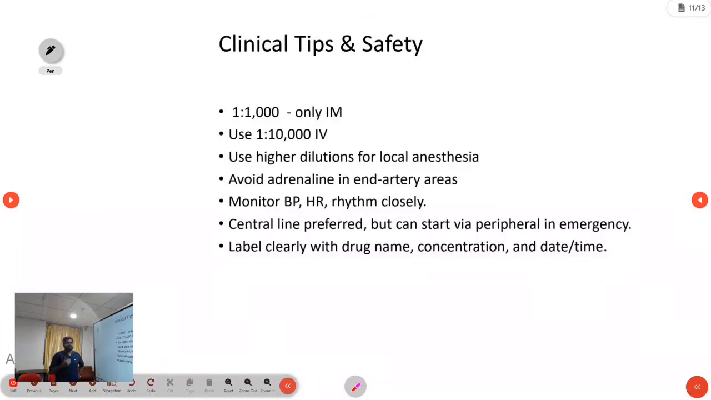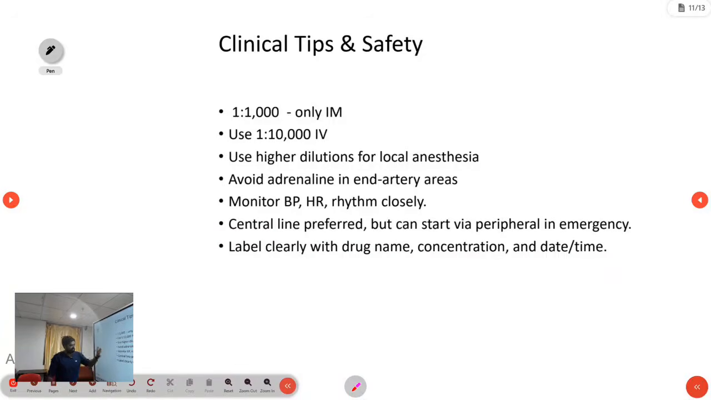And coming to the clinical tips and safety. 1:1000 dilution is mostly preferred for IM, because vasopressors have a high potential of causing tissue necrosis. So, if there is any extravasation, it will cause tissue necrosis. So, 1:1000 dilution we prefer IM, whereas 1:10,000 dilution we prefer IV. And as we discussed, we use higher dilution for local anesthesia, and it is also helpful to reduce bleeding.